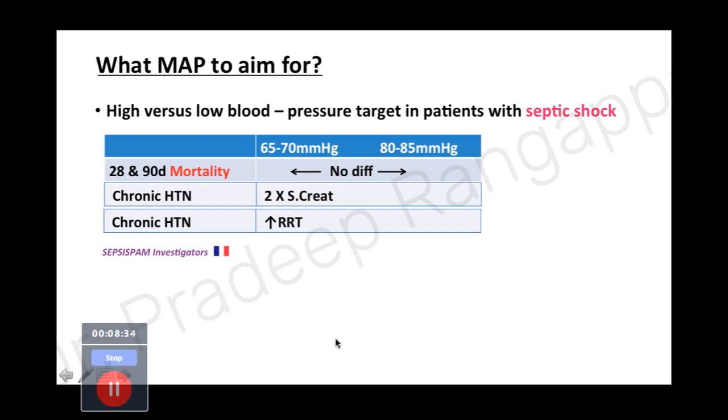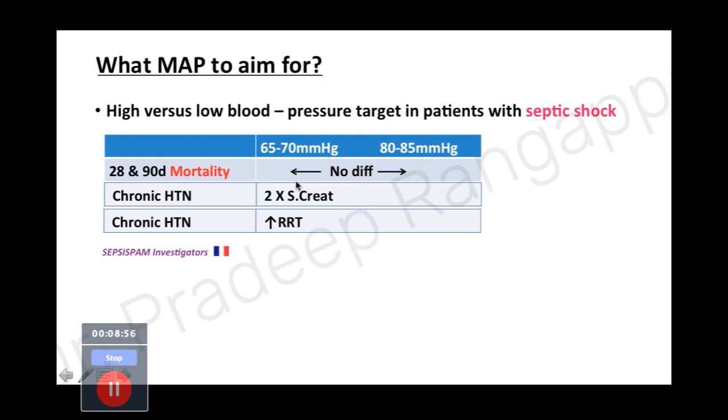So they have done studies. This is a very important study in sepsis called the SEPSISPAM study, which came from the French group, where they compared high versus low blood pressure targets in patients with septic shock. Here they had two groups, one with a MAP of 65 to 70 and another with a higher MAP, 80 to 85. They looked at 28-day and 90-day mortality.